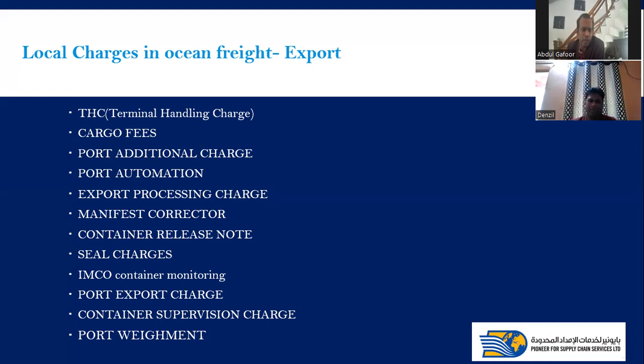Then this I'm saying is the cargo fee. Port additional charge, port automation, and all these, as I said, we are using the port facility, the shipping line. Shipping line is now using port facility and port equipment. For example, port additional charges: any additional movement may be required due to an issue inside, then you have to pay those charges.